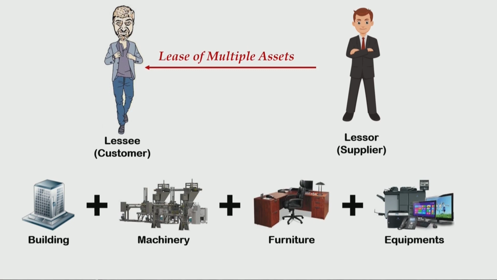So the whole concern over here is, shall we consider each of these assets, building, machinery, furniture, equipment, as a separate lease component, or should we consider the whole thing combined as a lease component? For this purpose, the criteria is very simple. You just have to look into one thing.